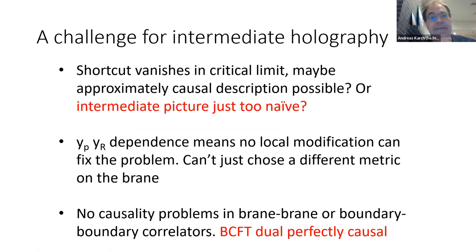The fact that this depends on the product of YP and YR means that you can't really locally mess around with anything on the brane and try to cook up a better description, because whatever you do on the brane to cure this shortcut, you would have to do it in a way that knows about the point on the boundary at which you want to observe that signal. So it would have to be something highly non-local, where you modify what you mean by sources on the brane in a way that depends on a boundary point.